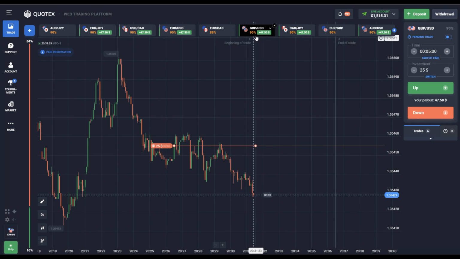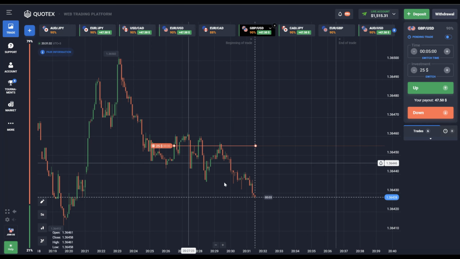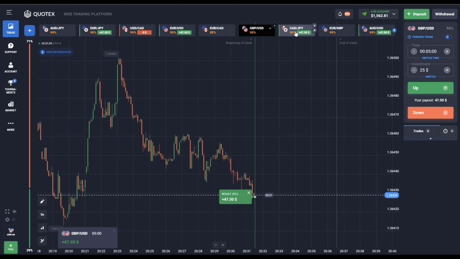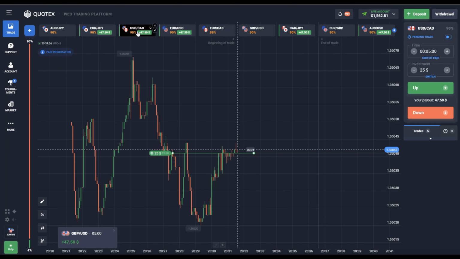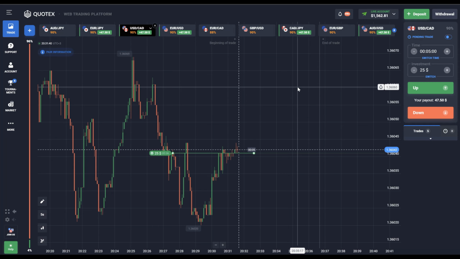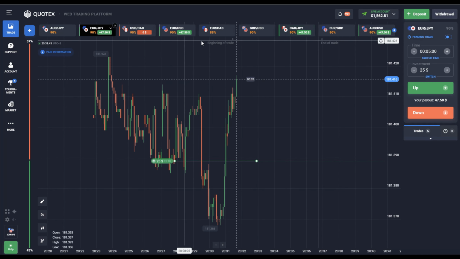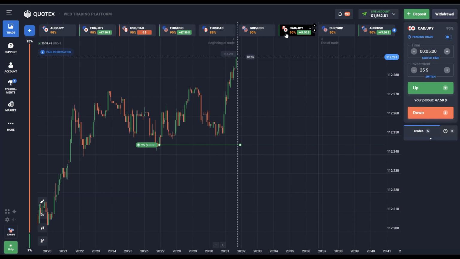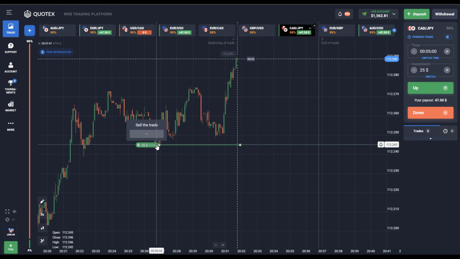British pound, US dollar, everything is looking good here too. 1 second and the trade closes in the green. Currently 1 trade is at a loss, that's the US dollar, Canadian dollar. The price here is very close to the entry point, and that's probably the only trade that might close at a loss right now. Canadian dollar and Japanese yen, we have 8 seconds.